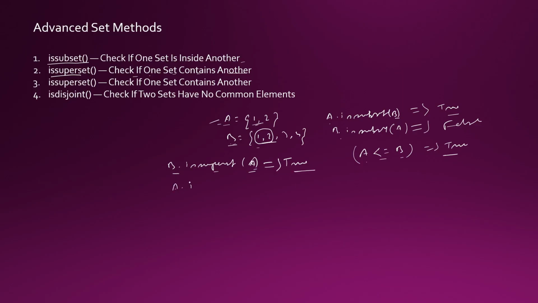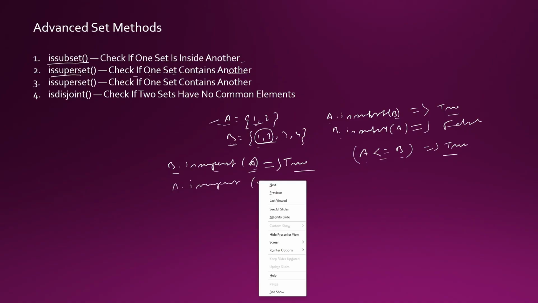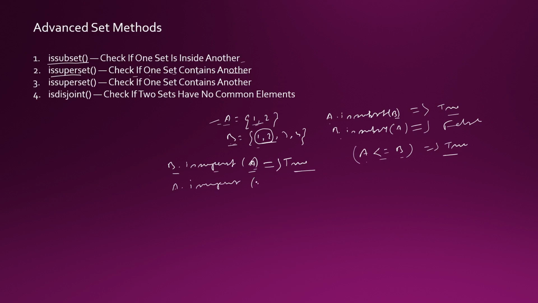Now if I write B is superset of B, then it will give me the answer as false. Okay. Understand? Now this operation also can be performed by a symbol. B is superset of A, that is true. Okay, I mentioned superset wrongly twice.